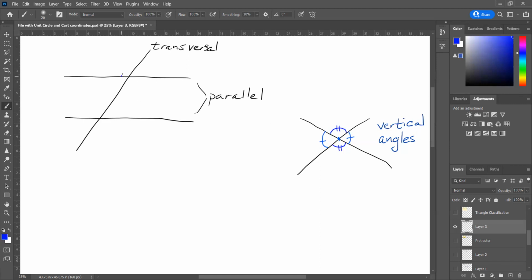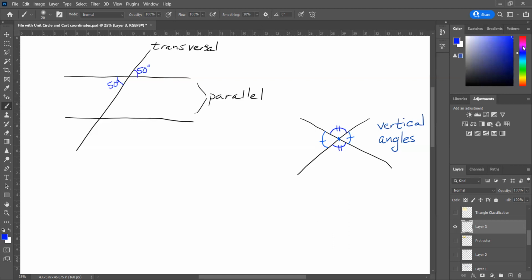That means that if I've got this angle up here by the transversal, that the one opposite it has to be equal to it. So let's go ahead and put some numbers on here. I'm going to call this short one, let's say 50 degrees. And that means if that one's 50, then the one opposite it also has to be 50 degrees because they are vertical angles. So now I've got those two.